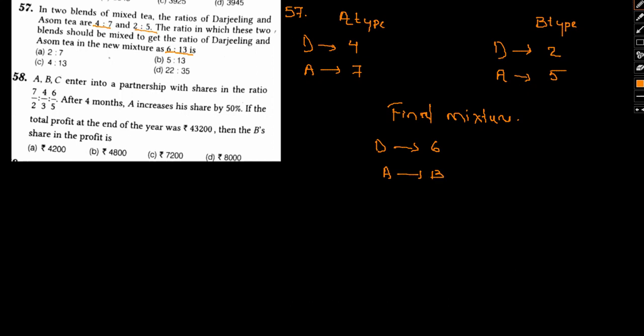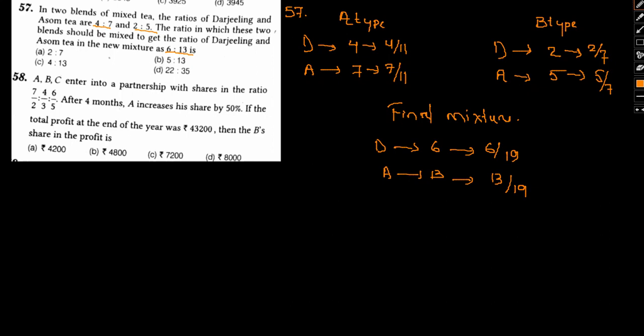Now if we are to represent each of these as fractions, Darjeeling will be 4/11, that is 7 plus 4, and Assam will be 7/11. In the second, Darjeeling will be 2/7 and Assam 5/7. In the final mixture we have Darjeeling as 6/19 and Assam as 13/19. Now there are two ways we can go about solving this question.